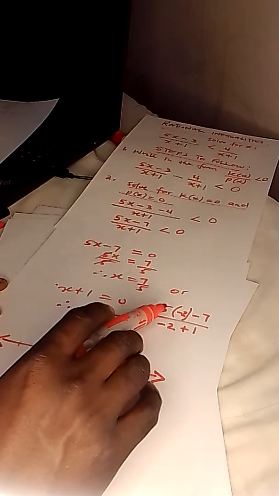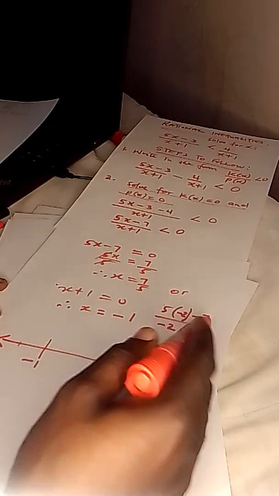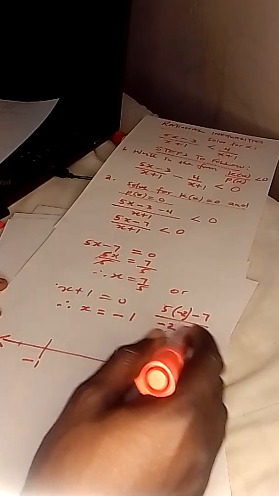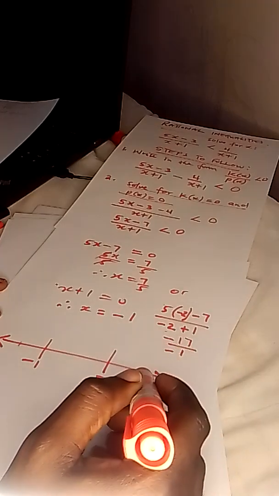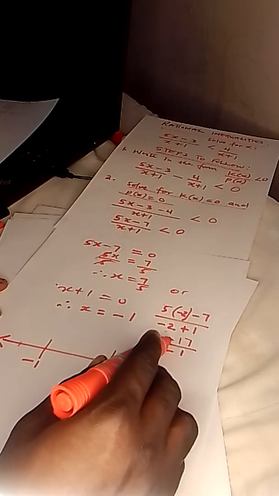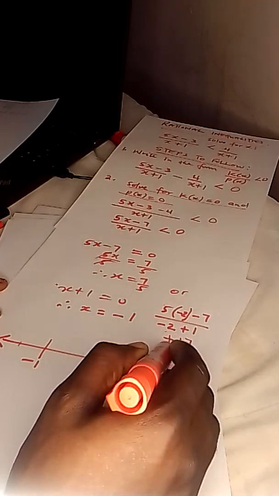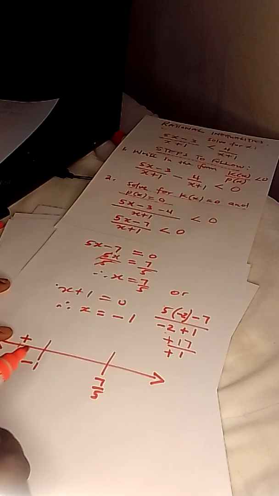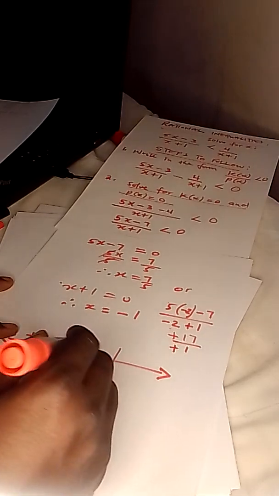So now when I substitute, 5 times minus 2 is minus 10. Minus 10 minus 7 is minus 17. Divided by minus 2 plus 1 is minus 1. So when you have a negative divided by negative, it cancels, then here it becomes positive. The moment you have positive here, I say don't bother yourself to work out what will be in the middle. Change the sign. Here will be negative and here will be positive.